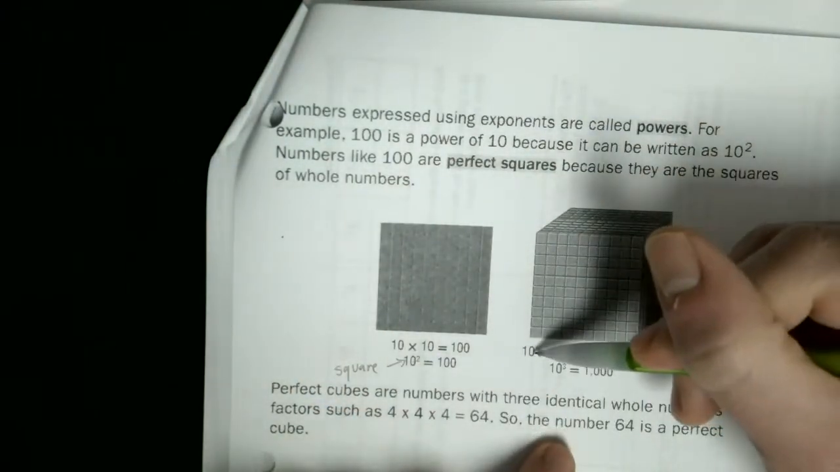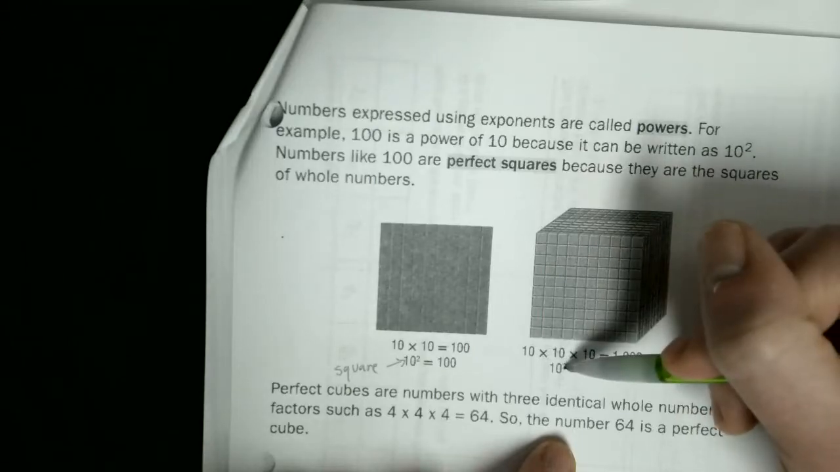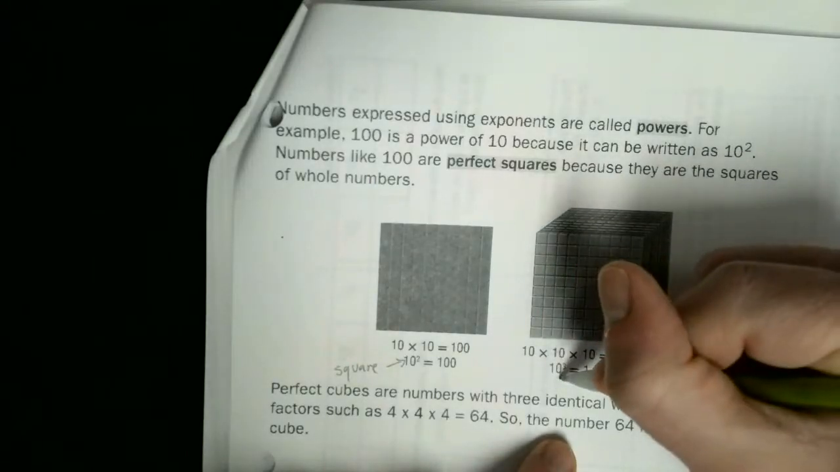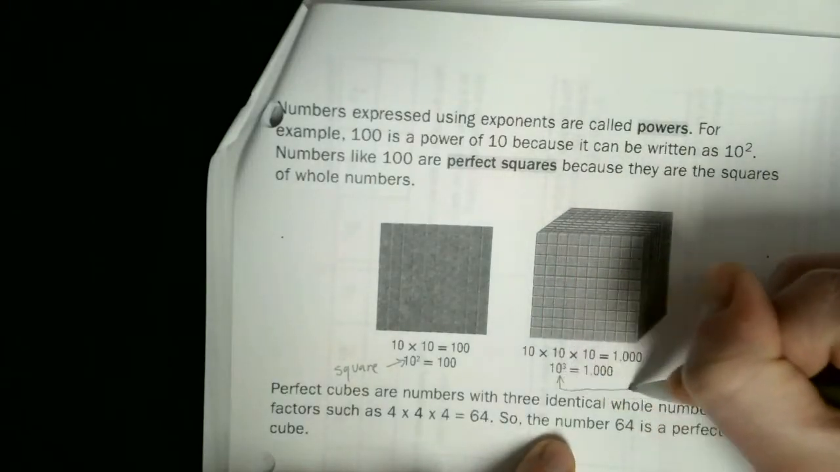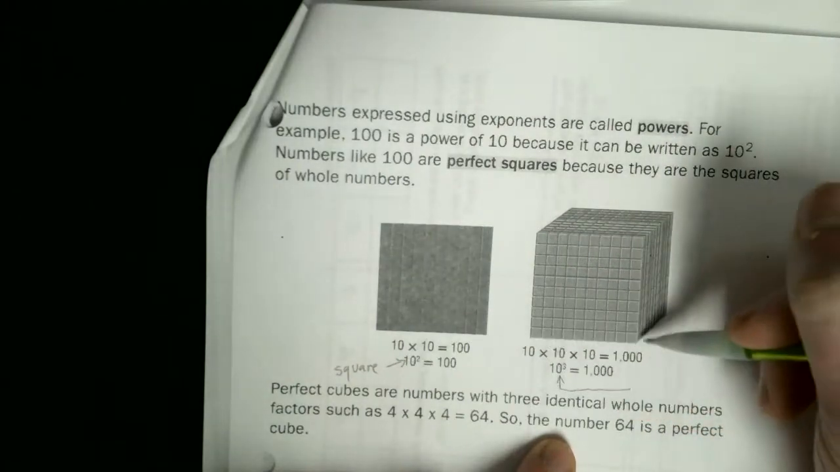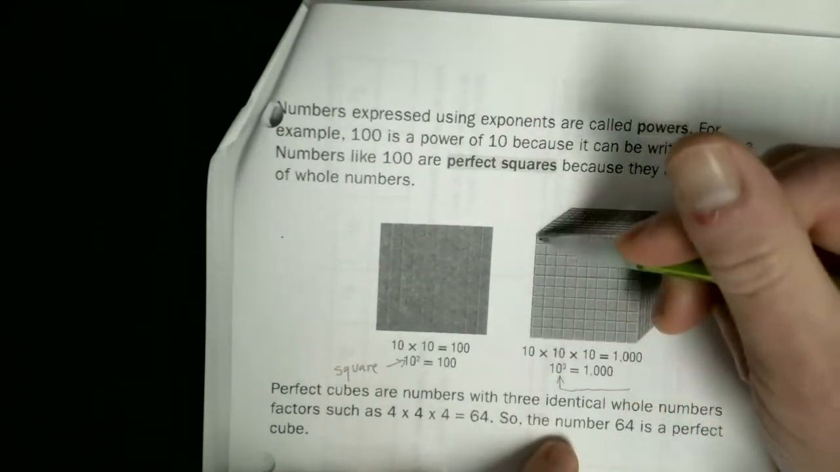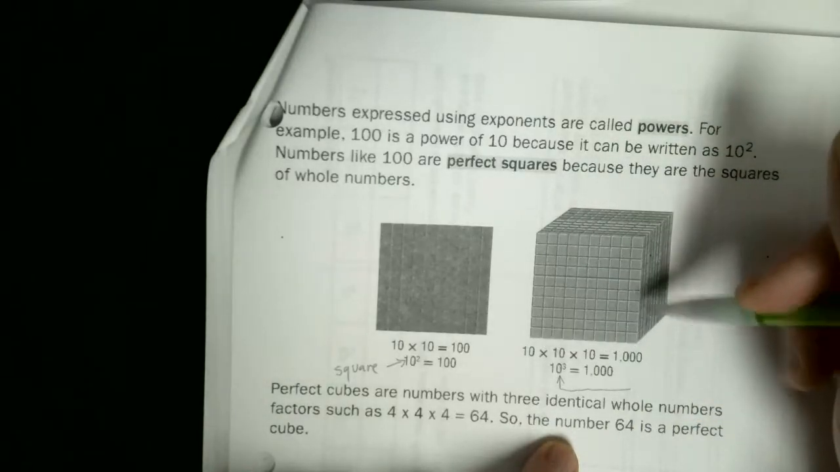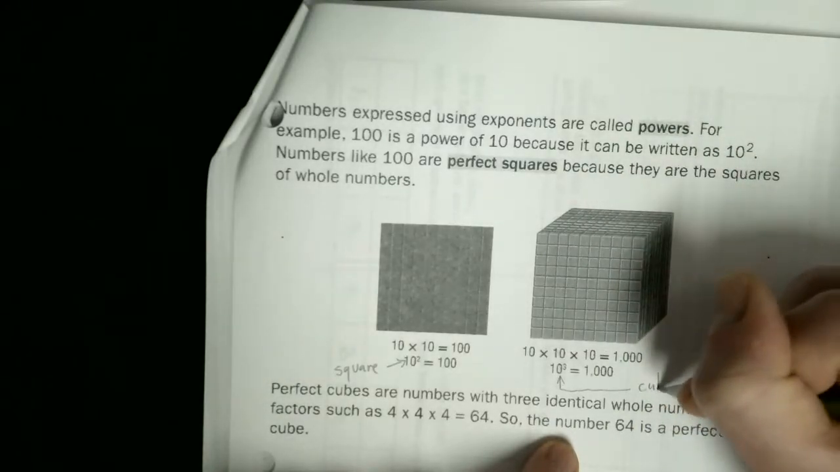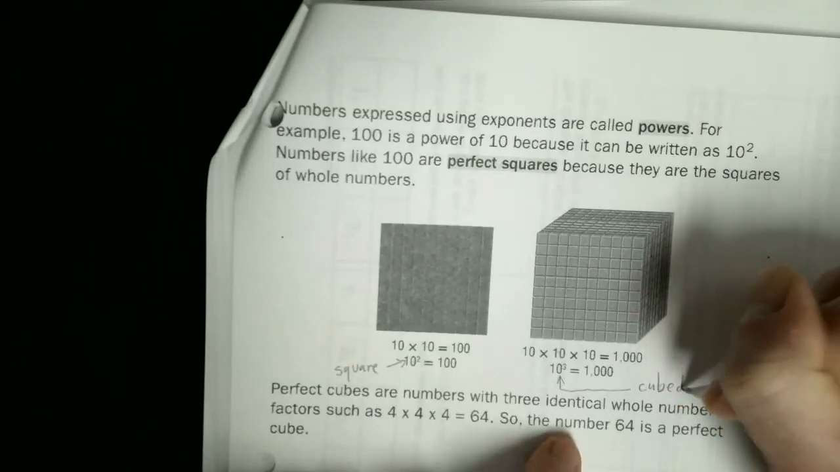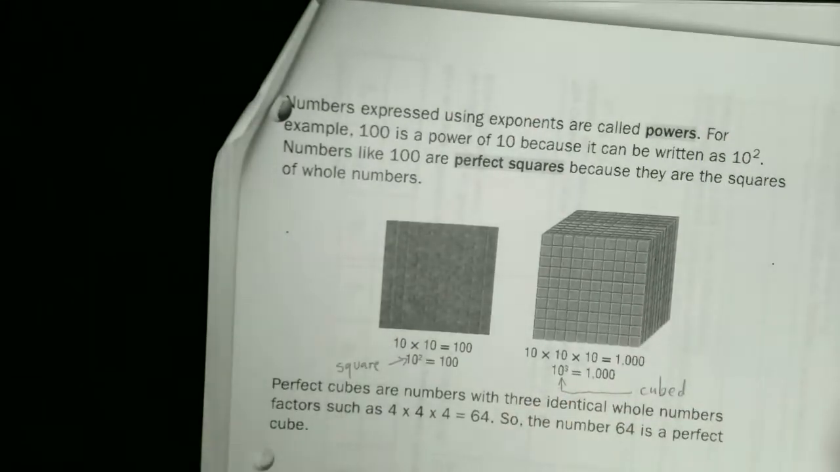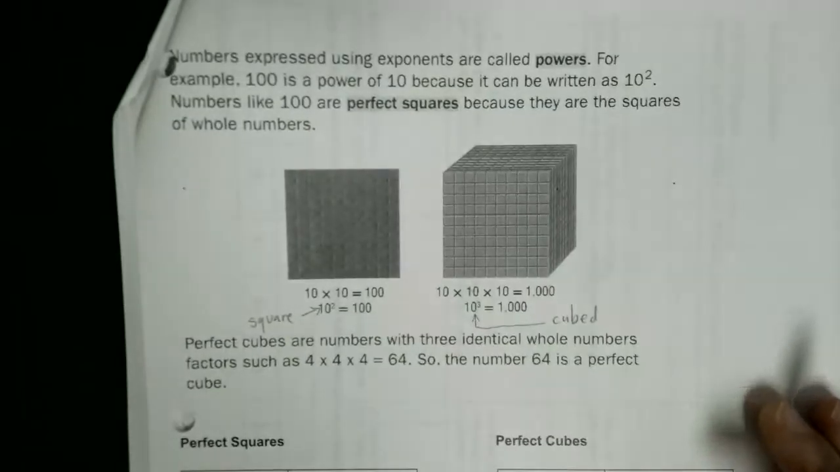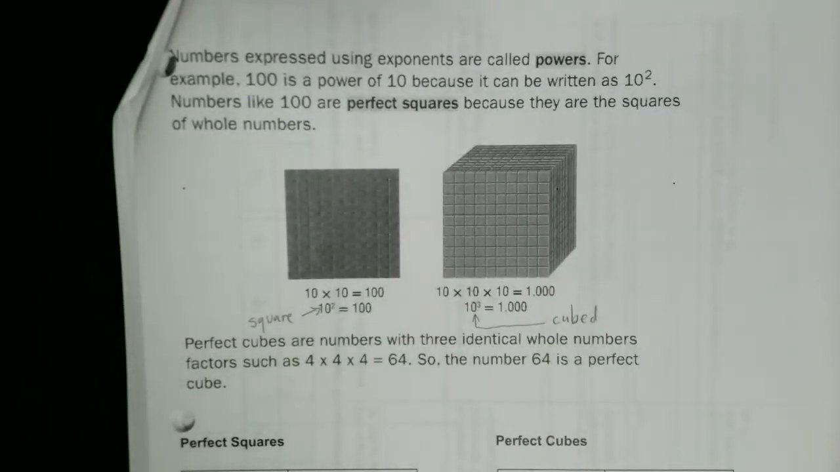Now, a cube has three dimensions, 1, 2, 3. That's why when you see a 3, we call that cube, because to find the volume of a cube, all sides are the same length, same as a square, but it has three dimensions: length, width, and height. So because there are three dimensions, we call any number to the third power a cubed number. All right?